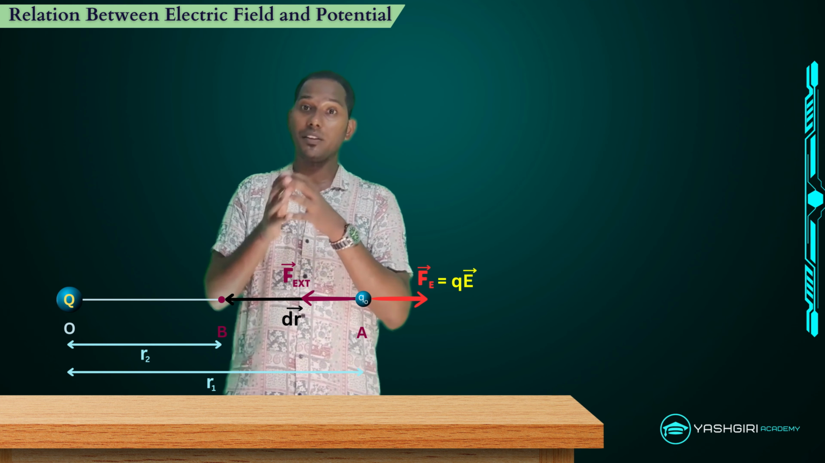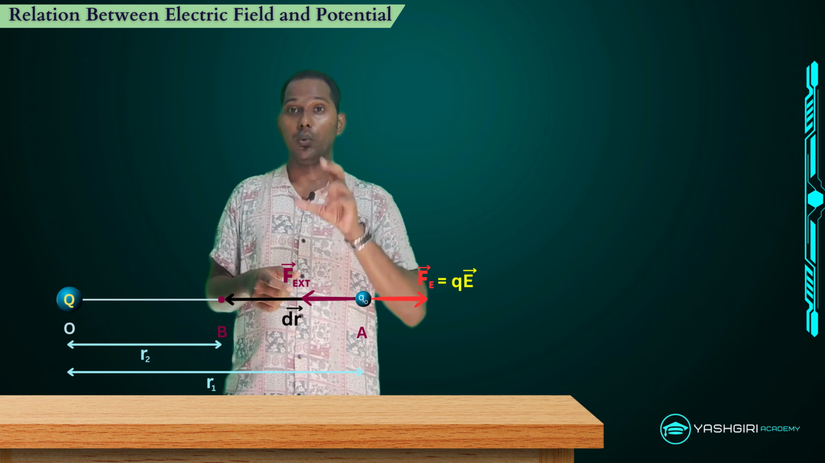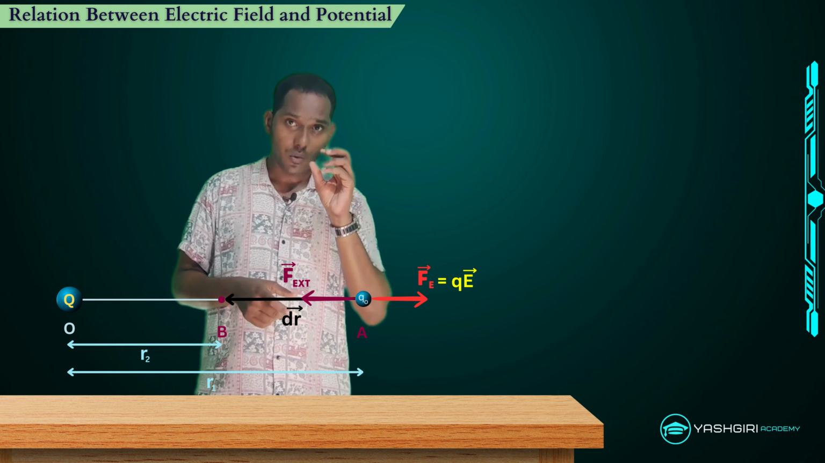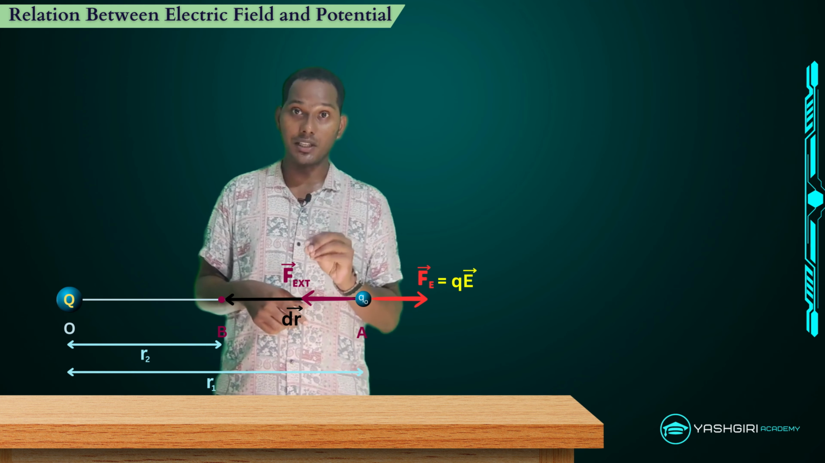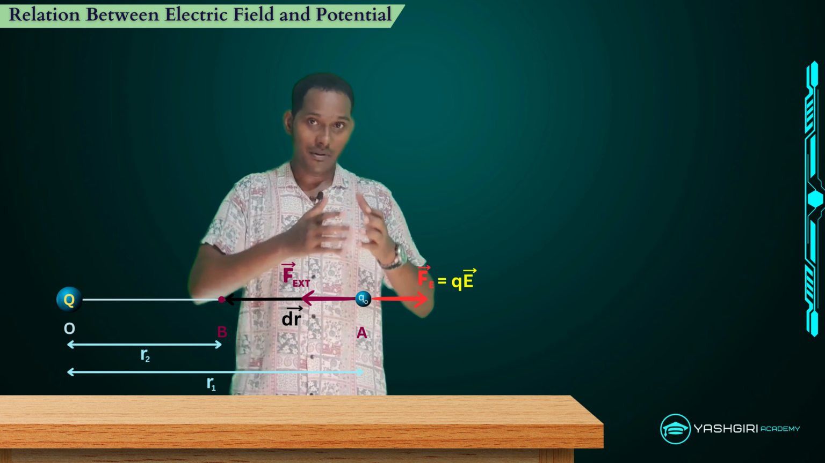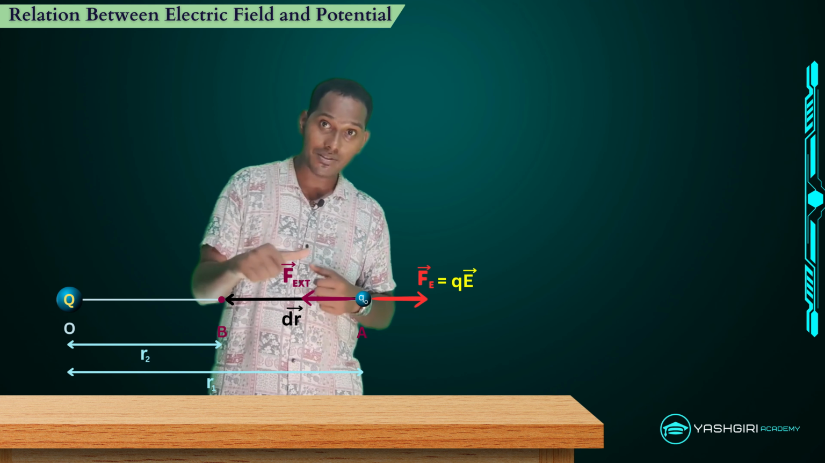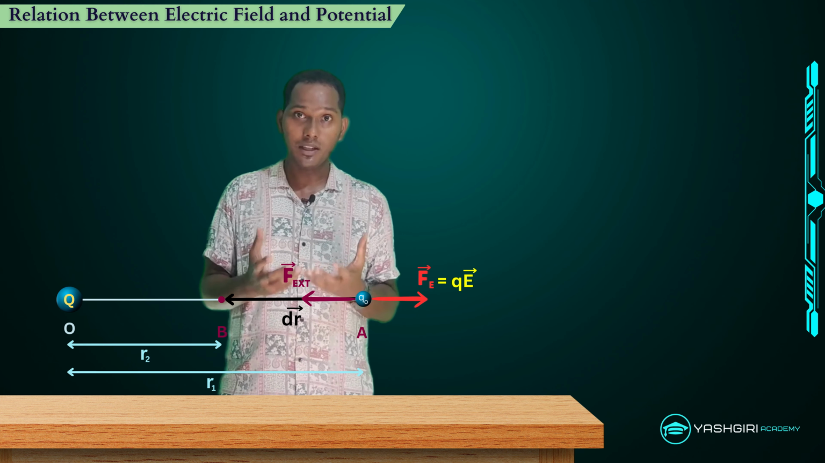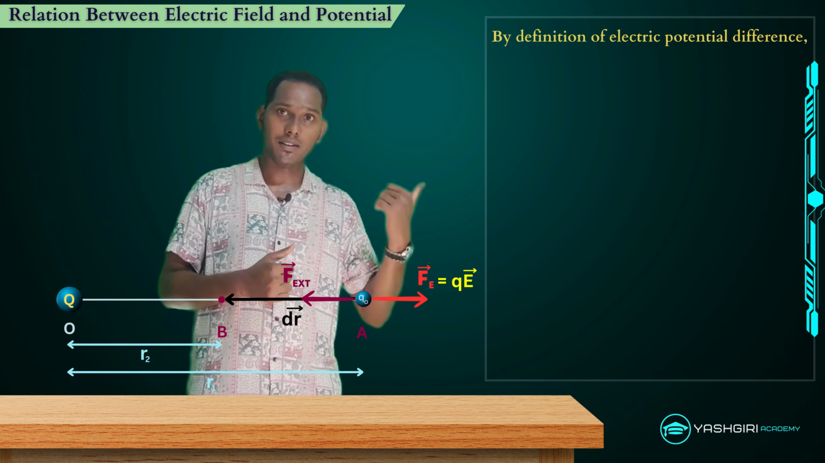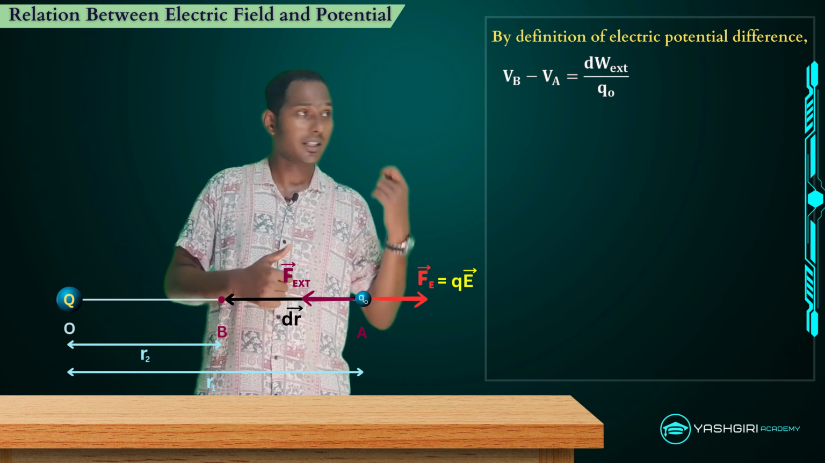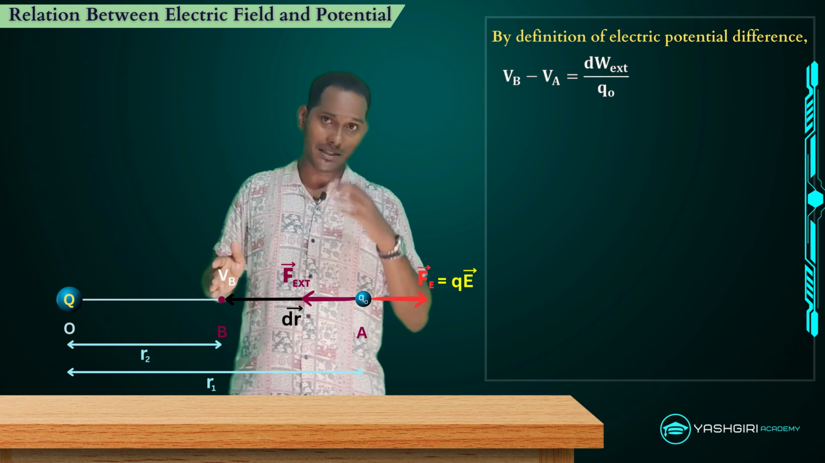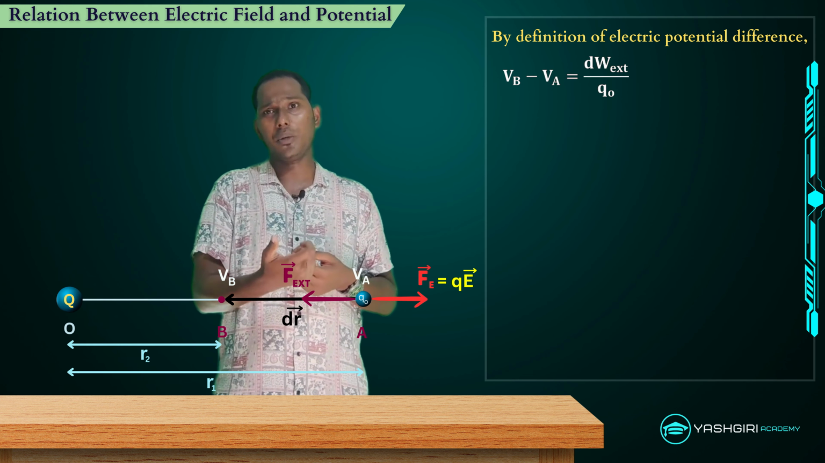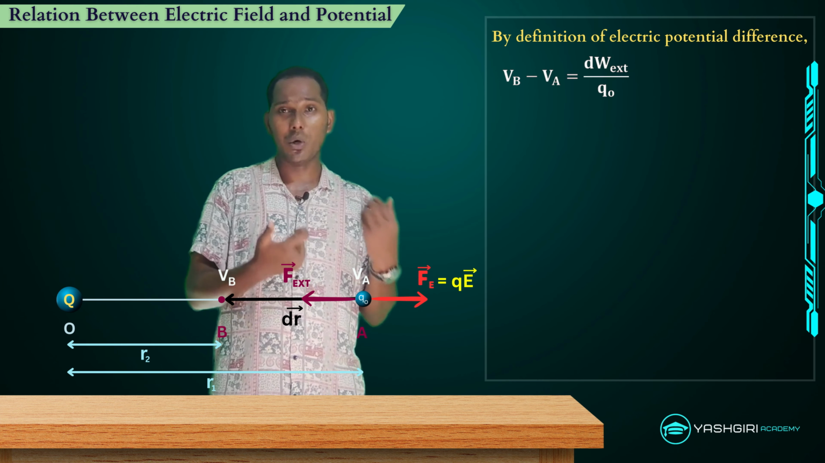Now, if you remember from the very first session of this chapter, we already defined the electric potential difference, which says that whenever work is done by an external agent in bringing a unit positive test charge from one point to another against the electrostatic force, that gives you the potential difference between those two points. Mathematically, we can write that the potential at B minus the potential at A will be equal to the small work that you're going to do, that is dW external over the test charge.